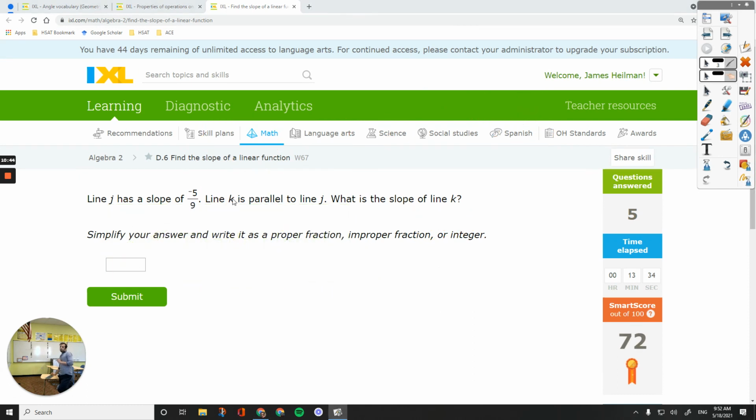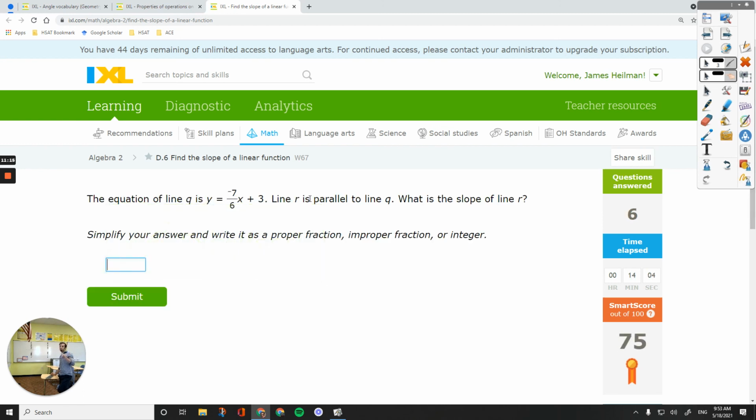Still parallel. This means their slopes are the same, right? We have two lines, J and K. They are parallel. Their slopes are the same. If one of the slopes is negative 5 over 9, the other one is going to be the same, negative 5 over 9. Okay? If it said perpendicular, you would turn this into positive and flip it. So 9 over 5 would be the answer if this question was about a perpendicular line.